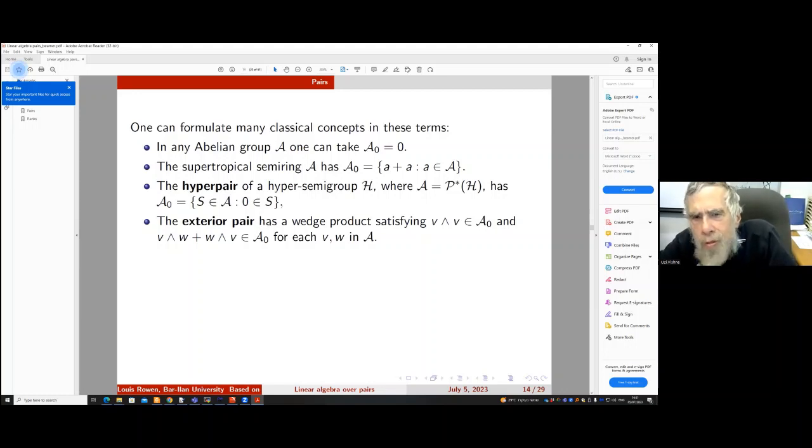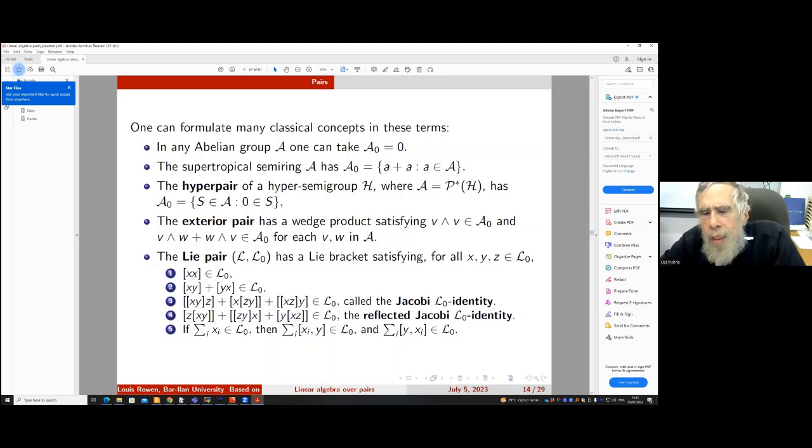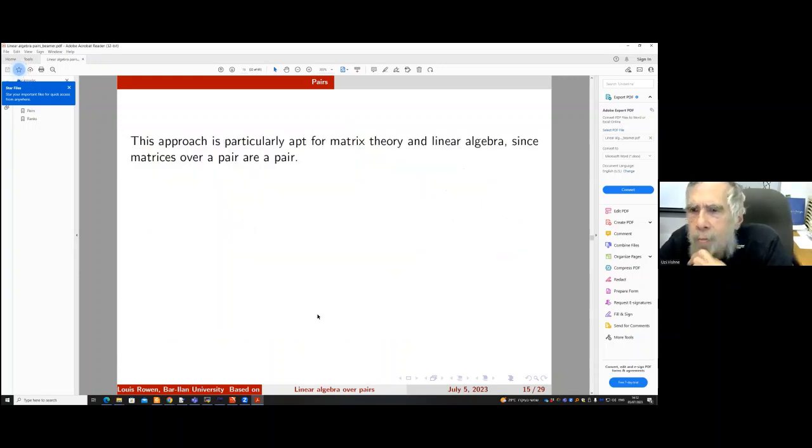Exterior algebra, or exterior semi-algebra, will have v wedge w plus w wedge v in A0. So you don't have a negation, so this is what A0 will be. Lie pair, again you don't have a negation, so you have x x is in L0, x y plus y x is in L0, you have the reverse of the Jacobi identity, and then this kind of weak morphism. So this is good for matrix theory and linear algebra, because matrices over a pair are a pair.